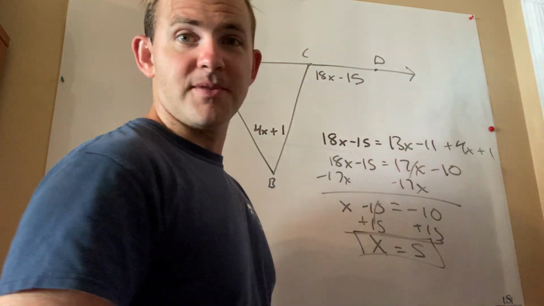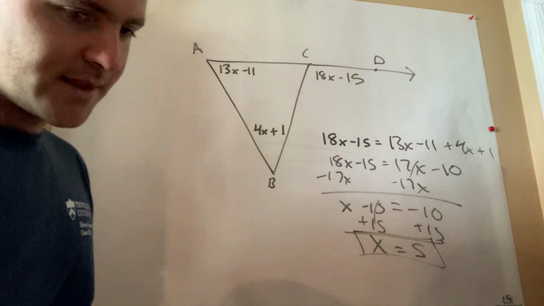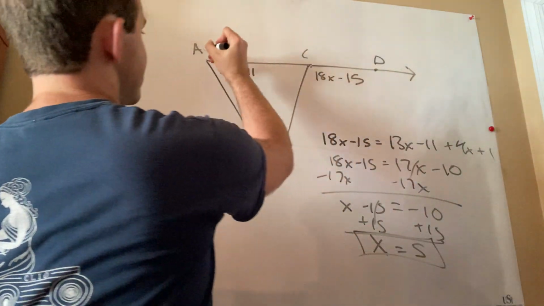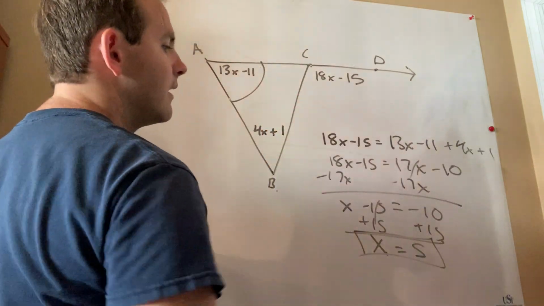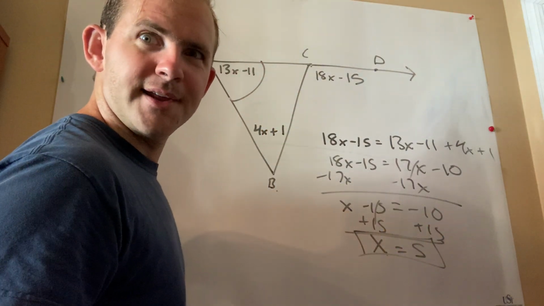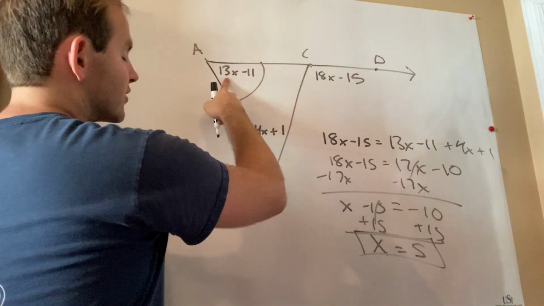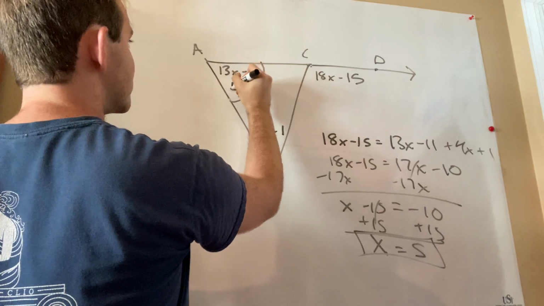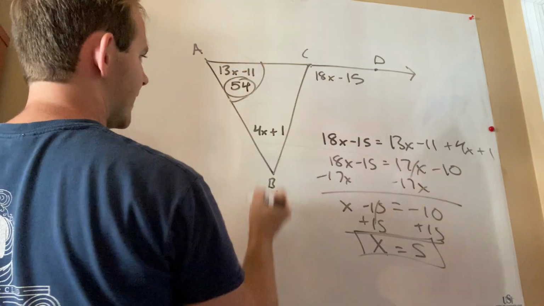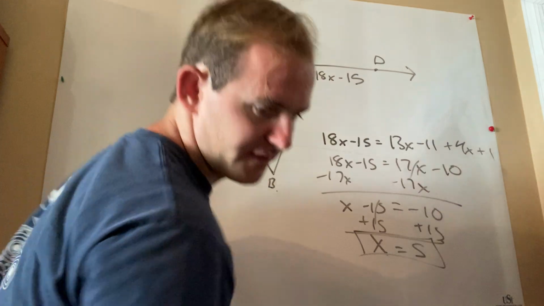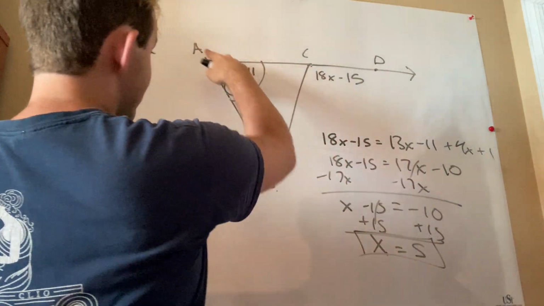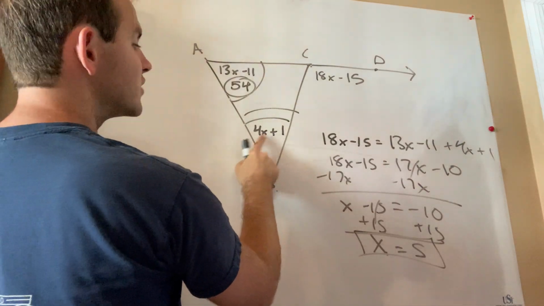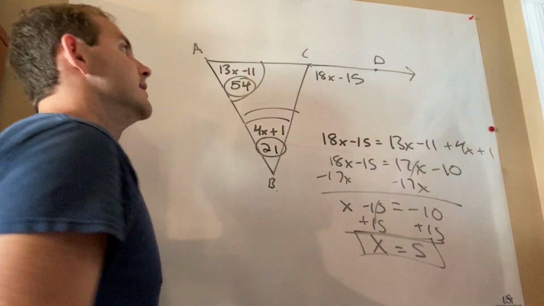Okay, that was the hard part. Now for the substitution. Let's say they want us to find angle CAB. Okay, CAB. So that's this one right here. All I gotta do is take the 5 and plug in. So 13 times 5 is 65. 65 minus 11 is 54. Okay. Similarly, if I want to find angle ABC, so this one right here, I just plug in. 4 times 5 is 20. 20 plus 1 is 21.